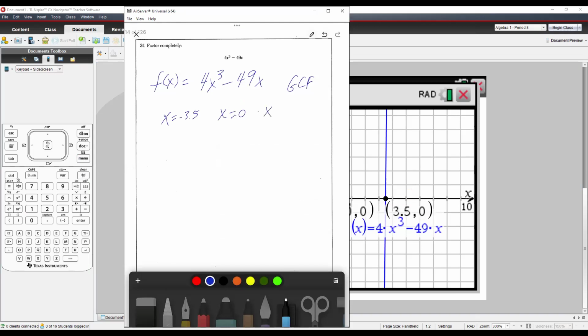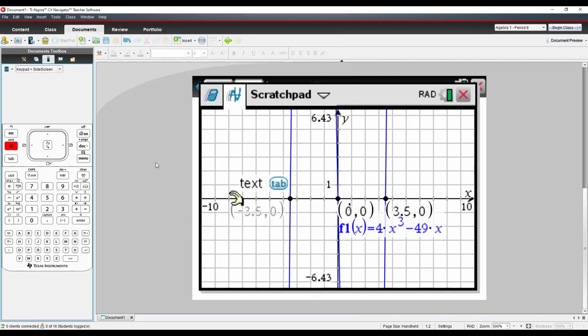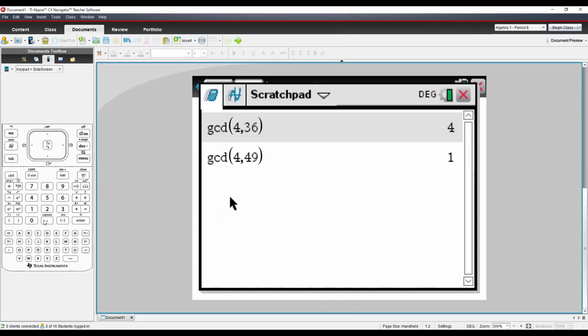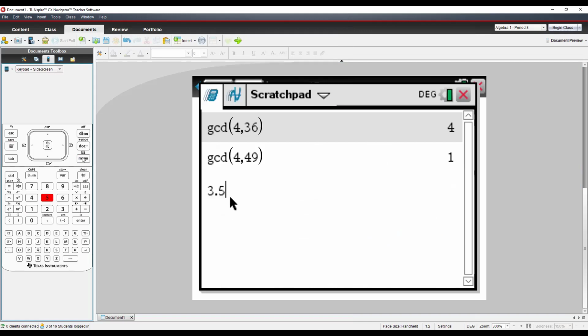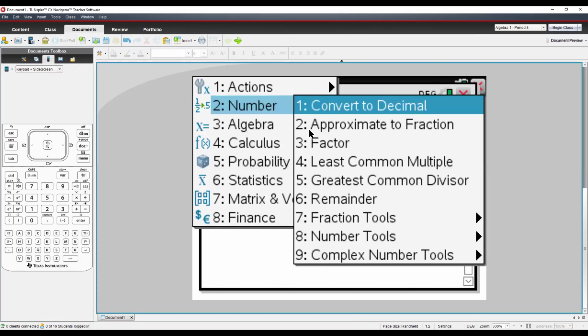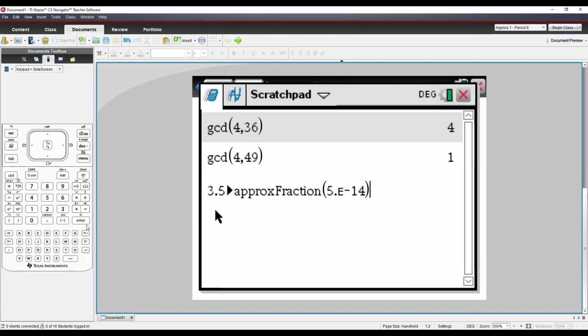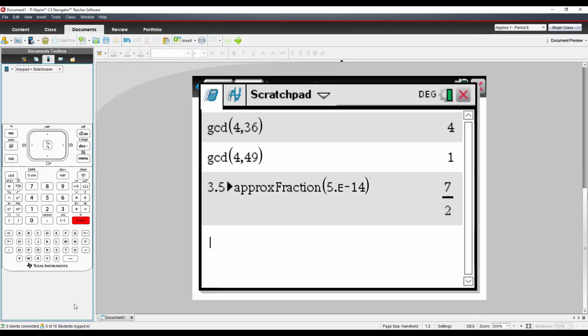So I'm writing the zeros, and 3.5 converted into a fraction. And if you don't know how to do that, let me show you that too. So I'm going to take 3.5, and then I'm going to do menu 22, and it's going to convert it into a fraction. So those are the two. I'm going to have fractions.